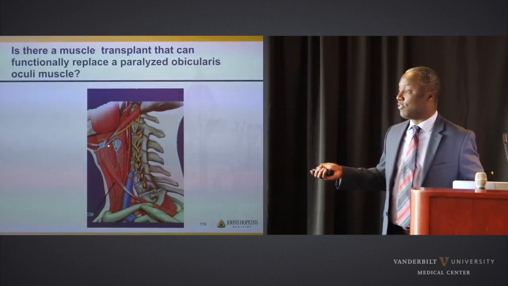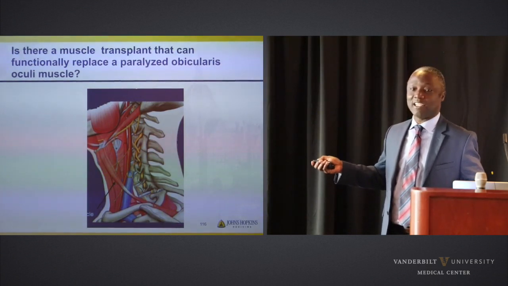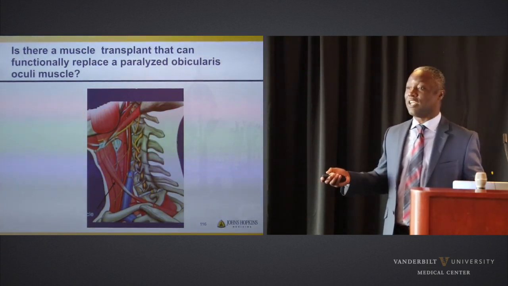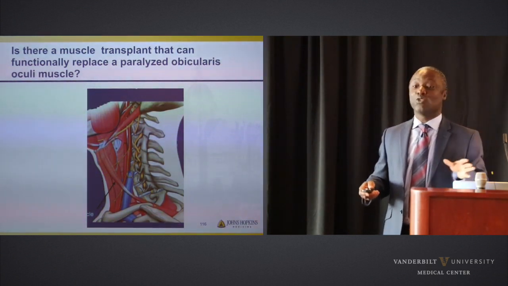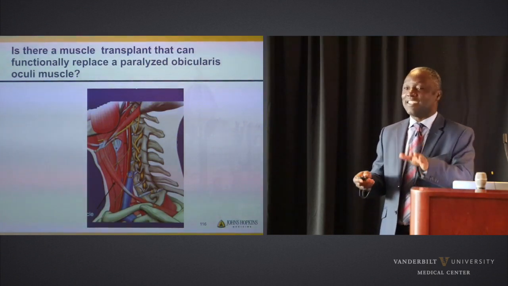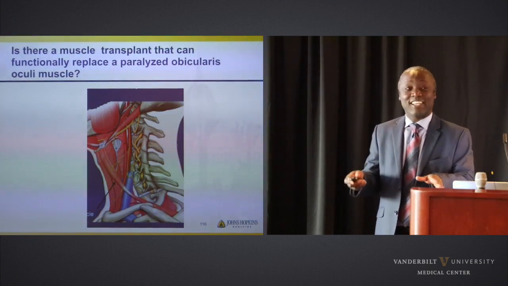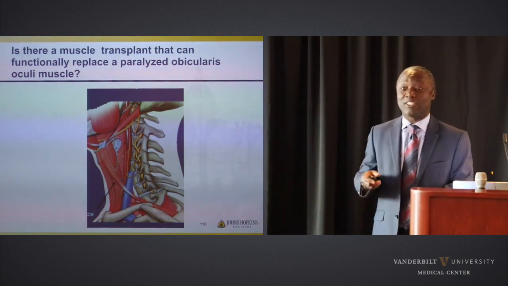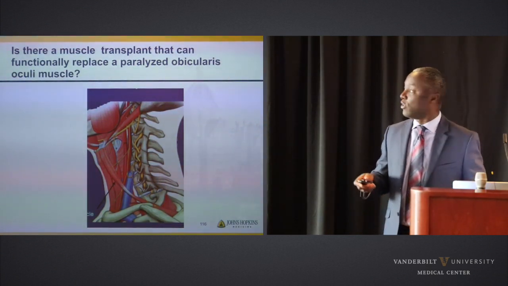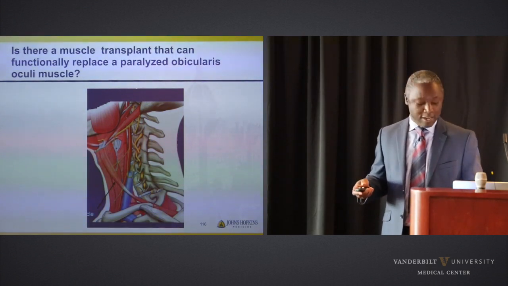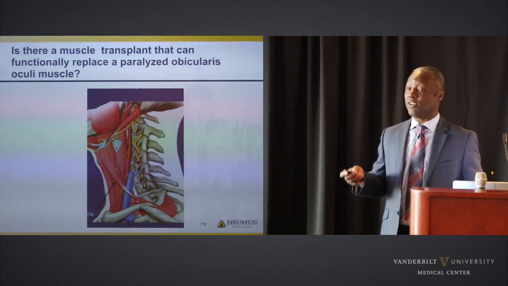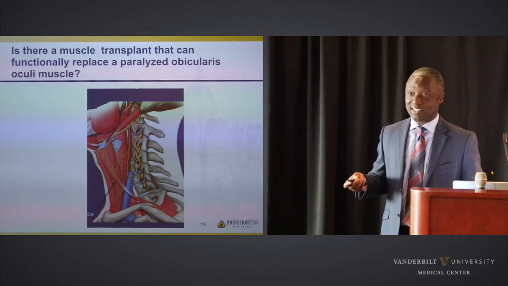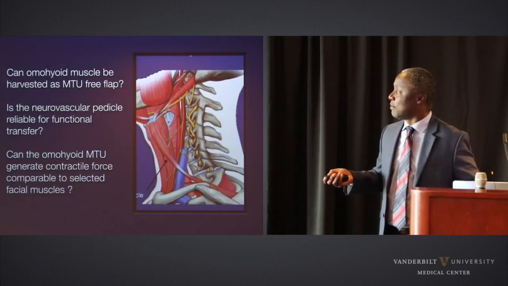So the omohyoid, if you've done a neck dissection, is a very tiny muscle. It's a resident's friend. We cut it, we discard it. To me, any time I enter an OR and there's a neck dissection, they always say, oh, here it comes. Cover the omohyoid, because I want to see the omohyoid. I've been studying the omohyoid muscle as a potential flap for facial reanimation for the past 6 years, and I have some clinical examples to show.